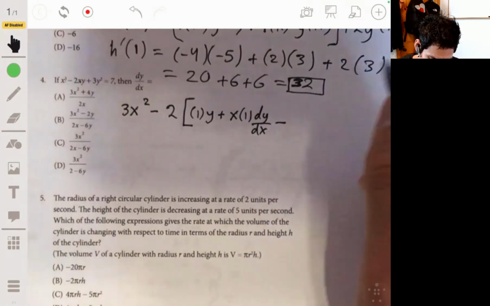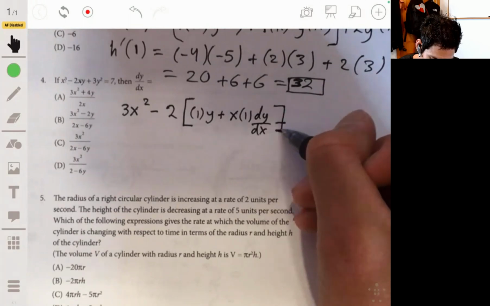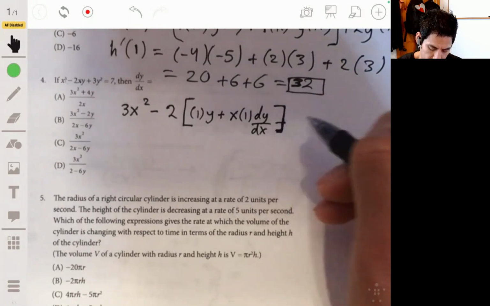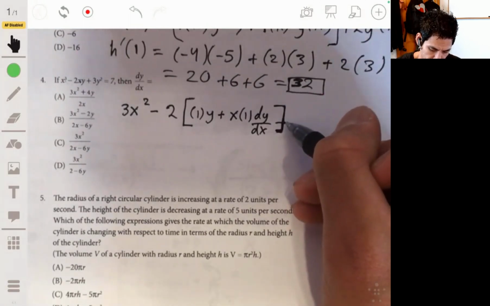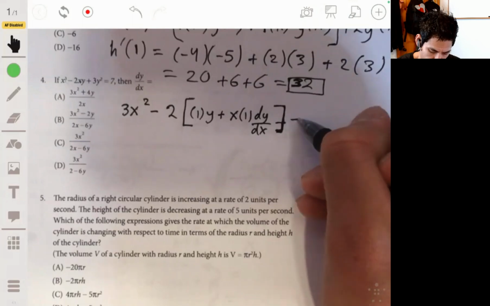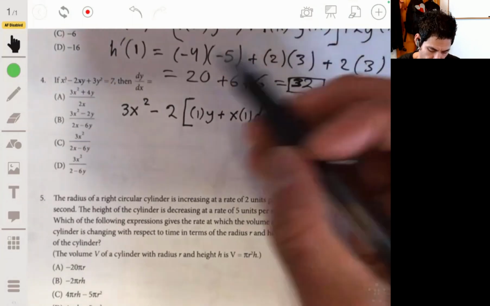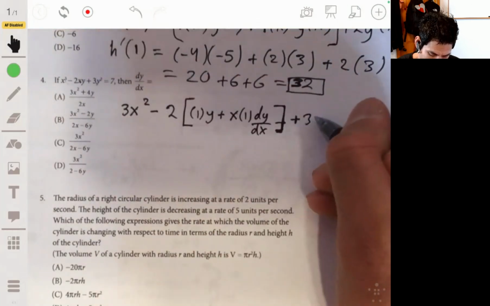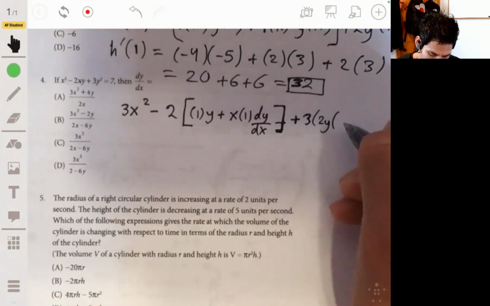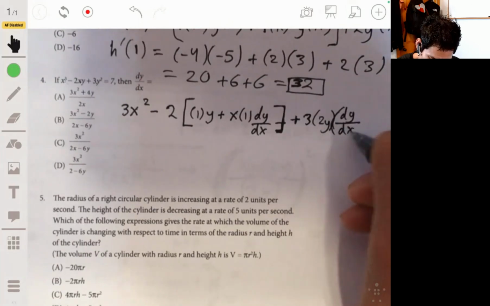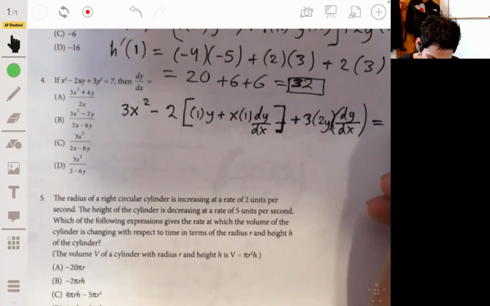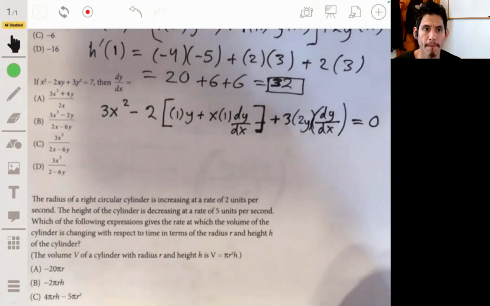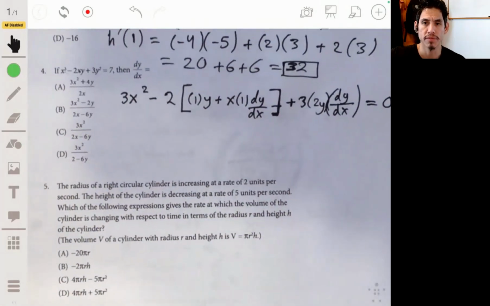Plus, we're going to take that out of the brackets. Ignore this, that should not be messed up there. So plus 3 times 2y times dy dx equals 0. Let me zoom up a little bit.